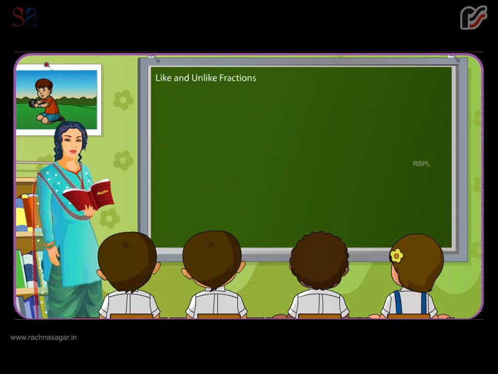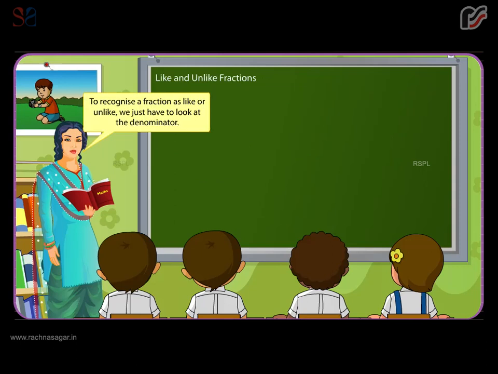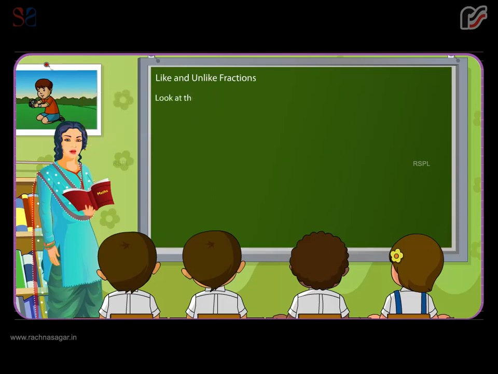Like and unlike fractions. To recognize a fraction as like or unlike, we just have to look at the denominator. Like fractions have the same denominators and unlike fractions have different denominators. Look at the fractions given below. In the given example, like fractions are 3 by 4, 4 by 4, 8 by 4, 9 by 4, 1 by 4 and 6 by 4.